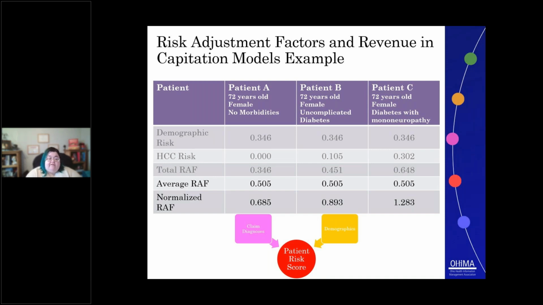So you'll see for patient A, if we take the 0.346, divide by 0.505, we get a normalized RAF score of 0.685.